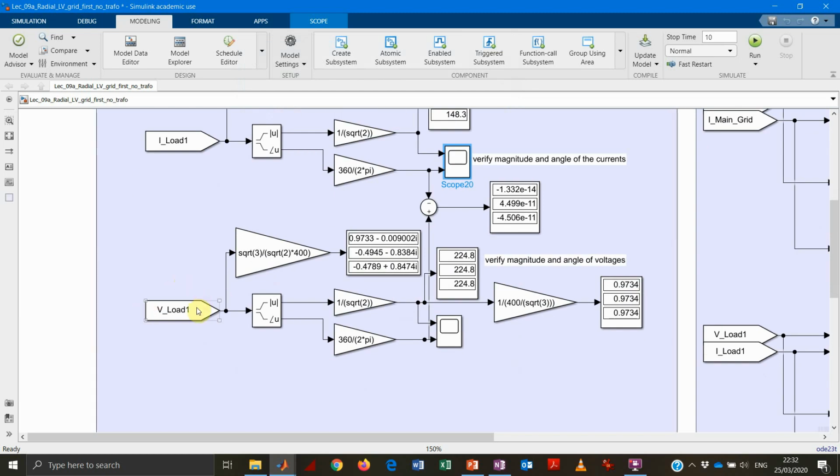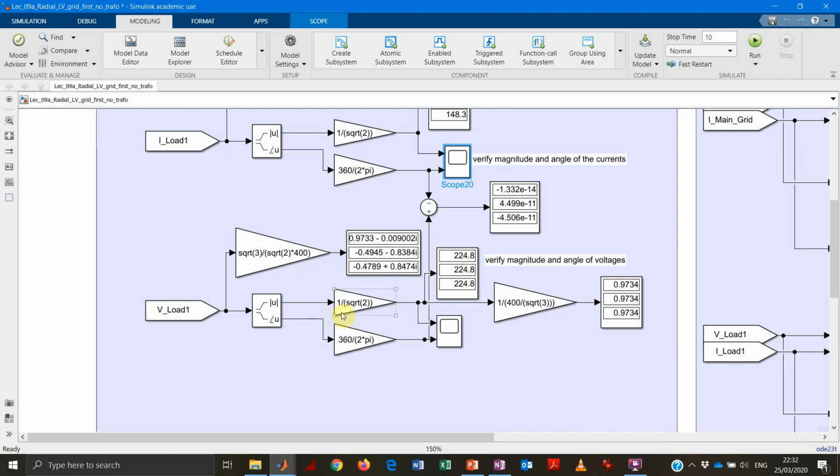The same for the voltage, keeping in mind that I have the phase to ground, which for me is basically the same as the phase to neutral. So if I want to have the phase to phase, I need to multiply by square root 3 and divide by square root 2 because this is a peak value. And if I want to get it normalized, so in per unit, I also need to divide by 400 volts. And then I get my values here, my three phases here as a complex number.